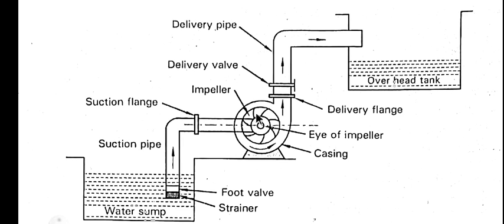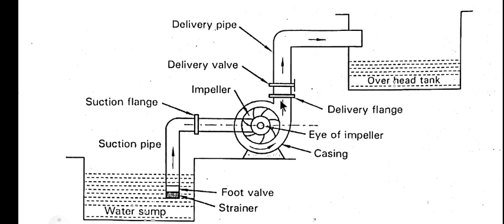The area of the casing increases gradually. Here the cross sectional area increases gradually in the direction of rotation. This is the direction of rotation. So the velocity of the water keeps decreasing. As the cross sectional area increases, the velocity decreases and the pressure increases. At the outlet of the pump, the pressure will be maximum. At this particular point, the pressure will be maximum.